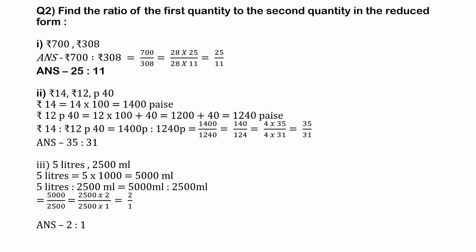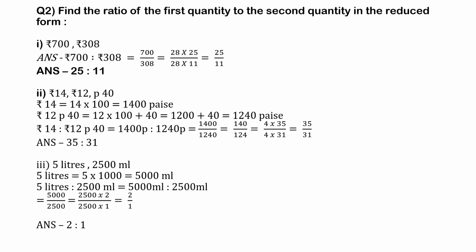Okay. So rupees 14, we will convert everything into paise. 1 rupee is equal to 100 paise. So 14 rupees is equal to 14 multiplied by 100, which is equal to 1400 paise. Rupees 12, 40 paise: 1 rupee is equal to 100, so 12 rupees will be equal to 12 multiplied by 100 plus 40 paise. So we will get 1200 plus 40, which is 1240 paise.